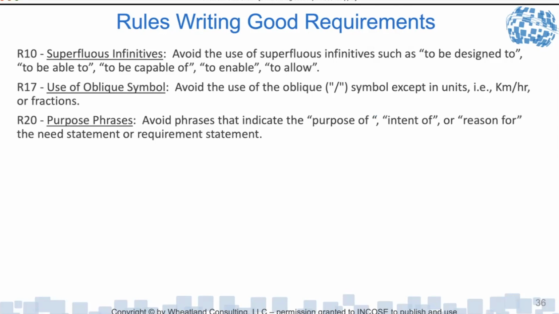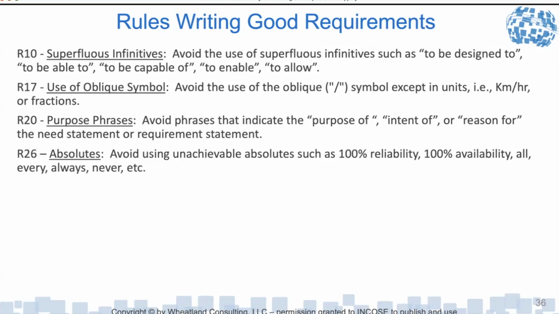Purpose phrases: we want to avoid phrases that indicate the purpose of, intent of, or reason for the need statement or requirement statement. For example, "The system shall do X because the system needs to be able to do X in order to do something." Those statements of purpose are important, but not in the text of the requirement. They just add ambiguity and extra baggage words. So if you need to state that information, put it in an attribute called rationale.